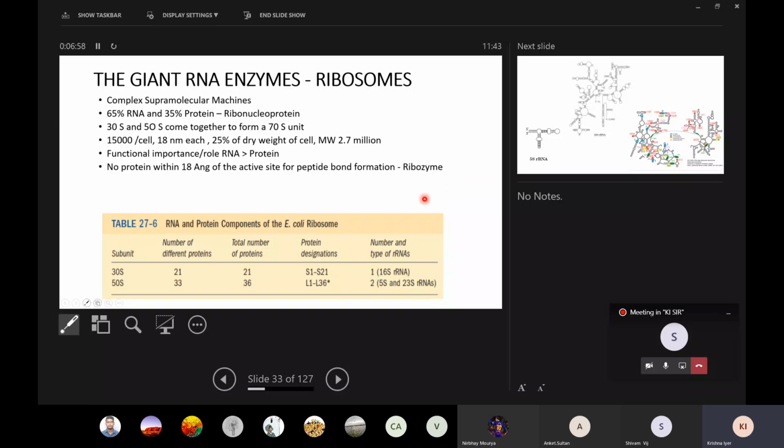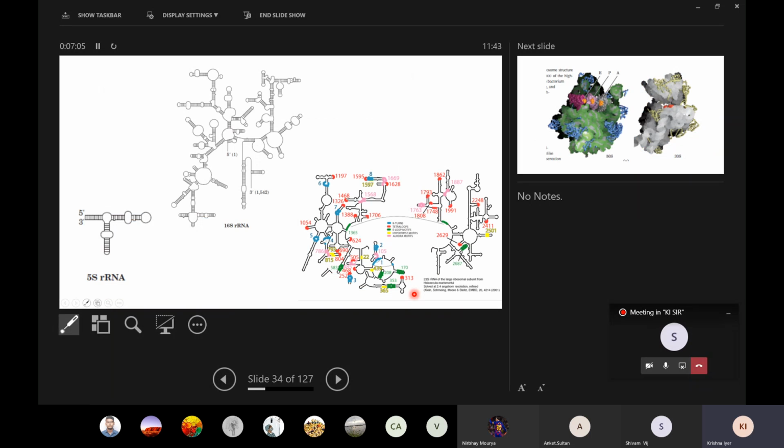Now, these RNA pieces, 5S, 16S, and 23S, are also very complex structures, and they have a lot of secondary structure characteristics. There are hairpin loops, base paired areas and loops and things like that. So this is 5S, this is 16S, and this is the 23S.